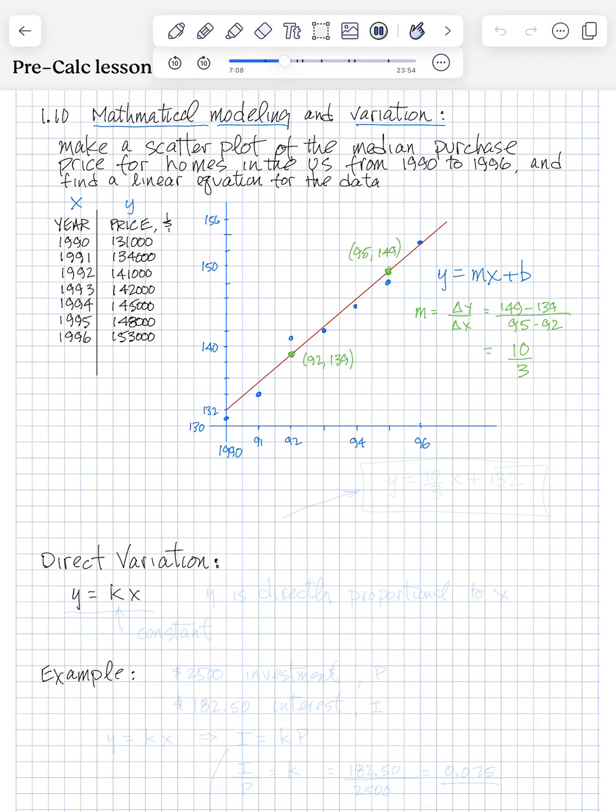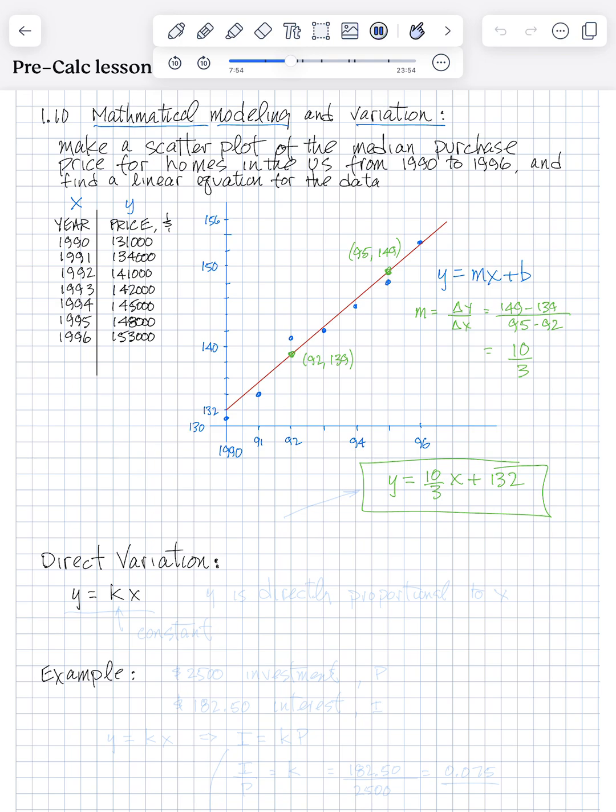So now we can come up with an equation. Y is equal to mx plus b. Y equals 10/3 x plus our b, which we said was the y-axis coordinate, 132. So here's the equation of the red line. And if we wanted to project it out to a year like 2000, we could just put 2000 in for x and find out what the average selling price in the year 2000 would be.